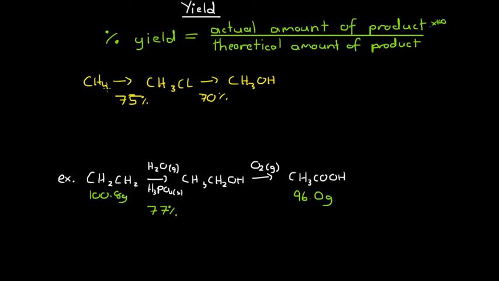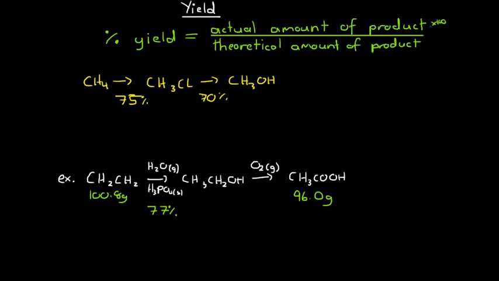Now, if we want to calculate the yield of this whole process, we can do that quite easily. So we know that producing chloromethane from methane, we're only going to get 75% of the possible product. Only 75% of our methane will actually be converted to chloromethane. And then of that chloromethane, of that 75% of the methane that reacted and has now been converted to chloromethane, only 70% of that will then be converted to methanol.